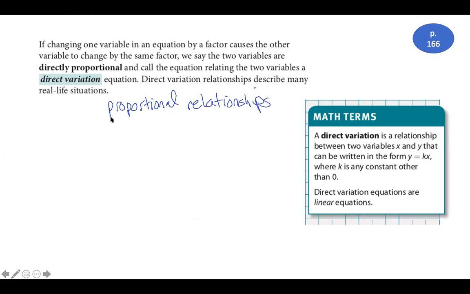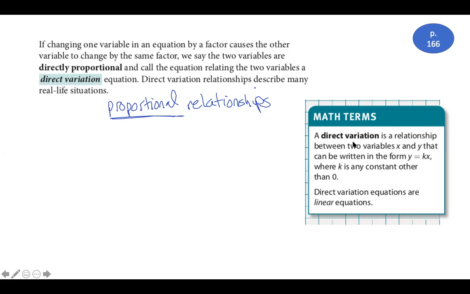Or you could say directly proportional relationships, but we'll just stick with proportional. So, if changing one variable in an equation by a factor causes the other variable to change by the same factor, we say the 2 variables are directly proportional or proportional and call the equation relating the 2 variables a direct variation equation. Direct variation relationships describe many real-life situations.